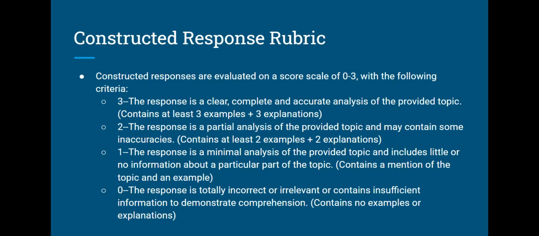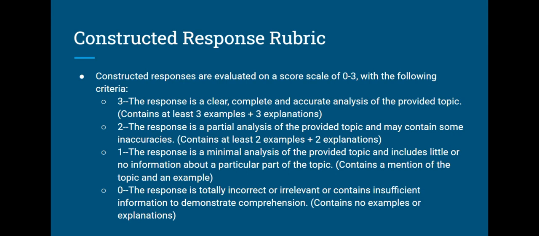So your constructed response rubric, the way that they grade this, and they give you a rubric when you take the test, but it's not very clear on how they go about grading it. So I'm going to break it down for you here. Constructed responses are evaluated from 0 to 3. You can either get 0 points, 1 point, 2 points, or 3 points. And the criteria is as follows. To get a 3, they want a clear, complete, and accurate analysis of the provided topic. Unfortunately, that doesn't really tell you what specifically they want. So in parentheses here, I have mentioned your response contains at least 3 examples and at least 3 explanations.